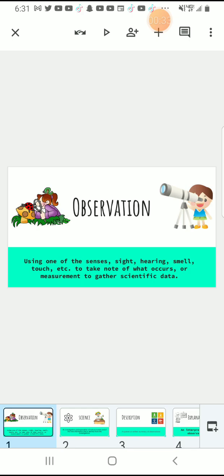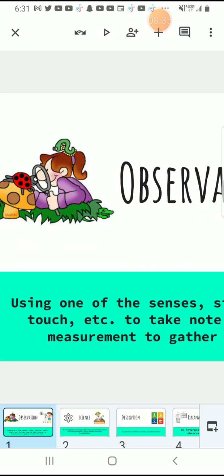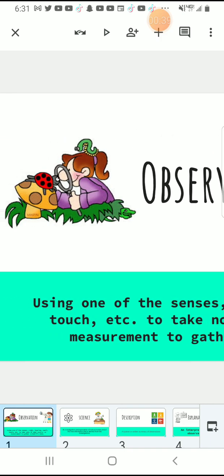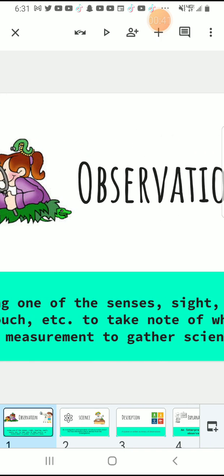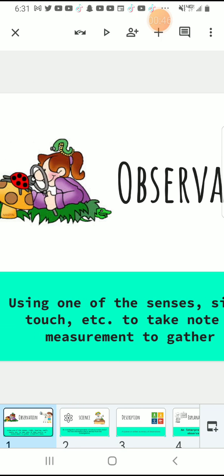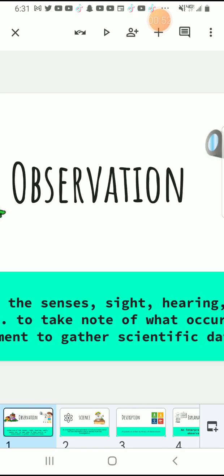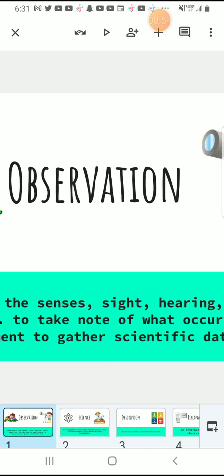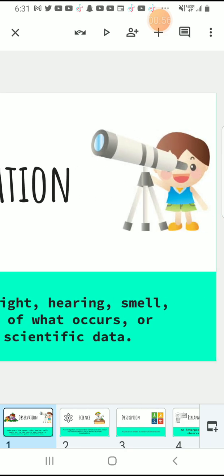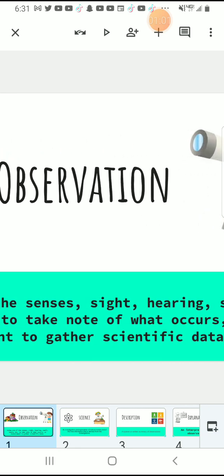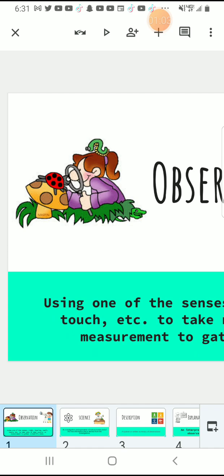First of all, an observation. Notice it's using one of the senses: sight, hearing, smell, taste. You've got to be careful with that one when you're dealing with science, that you don't get poisoned by something. But if it's something you know is not harmful, sometimes taste could be an observation. Touch, and to take note of what occurs in your observations, or to measure, to gather scientific data. So that's observations.